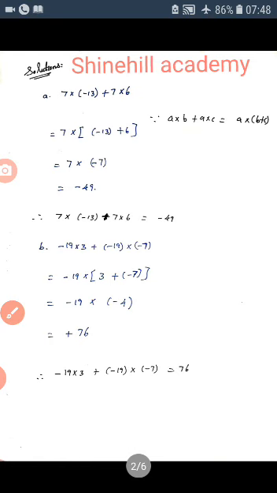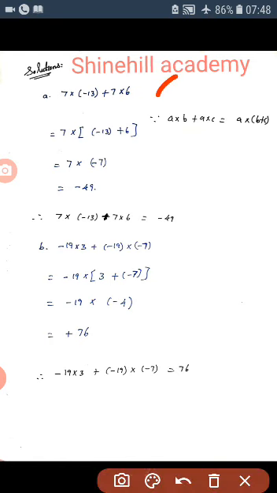First question: 7 into minus 13 plus 7 into 6. The common number is 7. So 7 into, and then the minus 13 and the 6, in brackets: minus 13 plus 6.